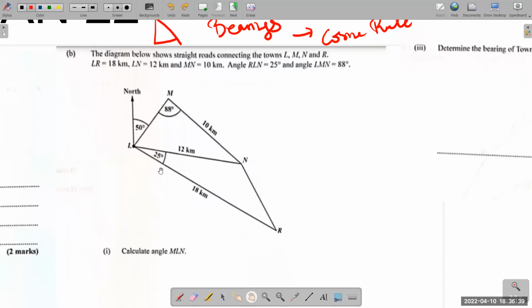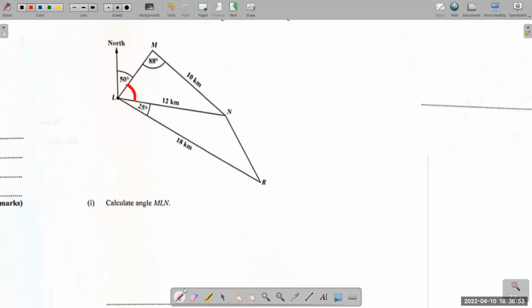It says calculate angle MLN. So that means this angle here. What rules did we say we had to use for this one? Anybody remember? Very good. That's the first thing. Do not ever get confused. You only have two options, guys. Remember, when you're doing bearings, you're generally going to use either the sine rule or the cosine rule. Don't think about anything else, unless you see a right-angled triangle, obviously.